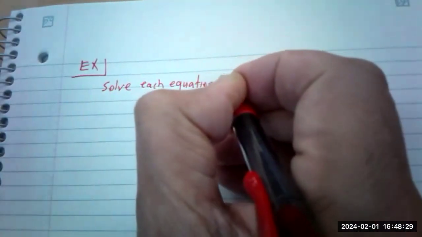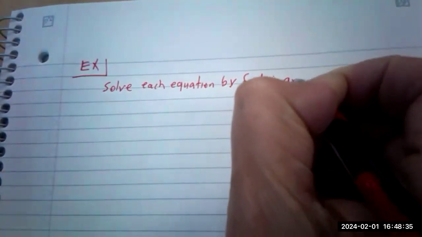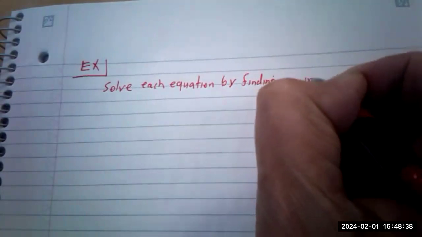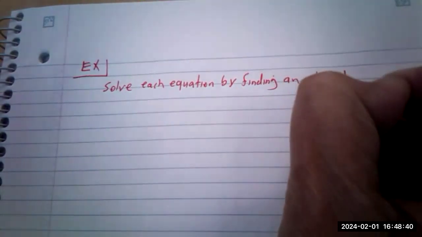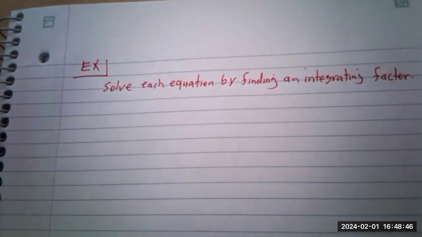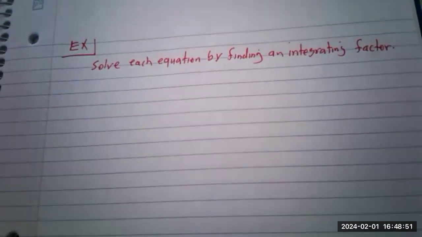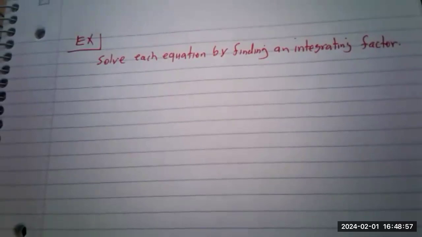We give you the hint. This is the way I'm going to give you the problem. It says: solve each equation by finding an integrating factor. This is exactly how we're going to give it to you. So this means you are not only showing that there is an integrating factor, you have to solve the problem too. It takes a little bit of time. Be prepared.